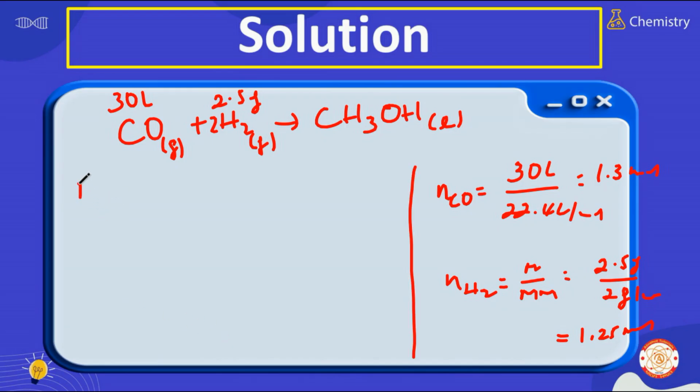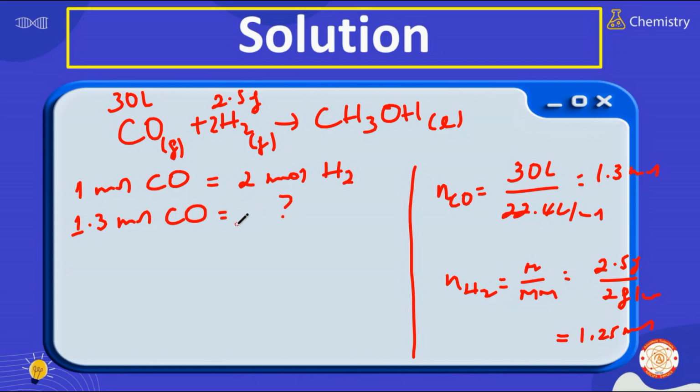So the equation tells us what? The equation tells us 1 mole of carbon monoxide reacts with 2 moles of hydrogen, right? So if I have 1.3 moles of carbon monoxide, how many moles of hydrogen should I have for it to completely react with this amount? Let this be x, and solving for the value of x gives us what?